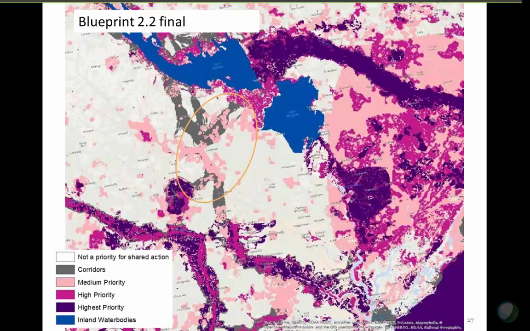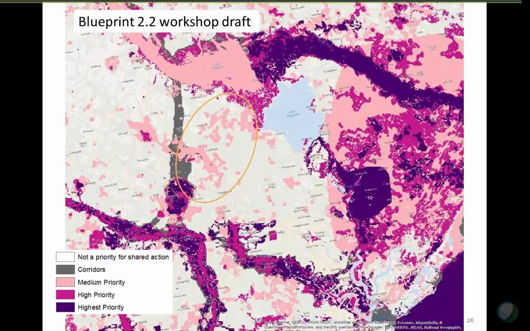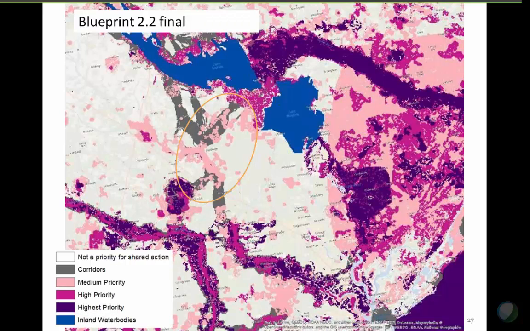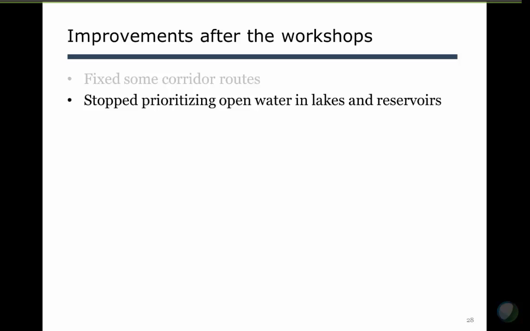And so you may have noticed here, Lake Moultrie, just above that circle that's pink here, is now blue. So we have a class of inland water bodies, lakes and reservoirs, that we're not prioritizing now. So that's one other improvement we've made after the workshops. And we'll be revisiting those, looking at some other ways to do it, and maybe indicators that work a little better into the future for those areas.